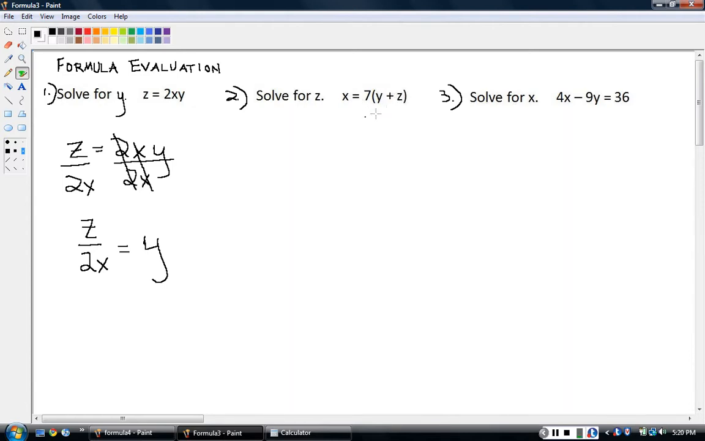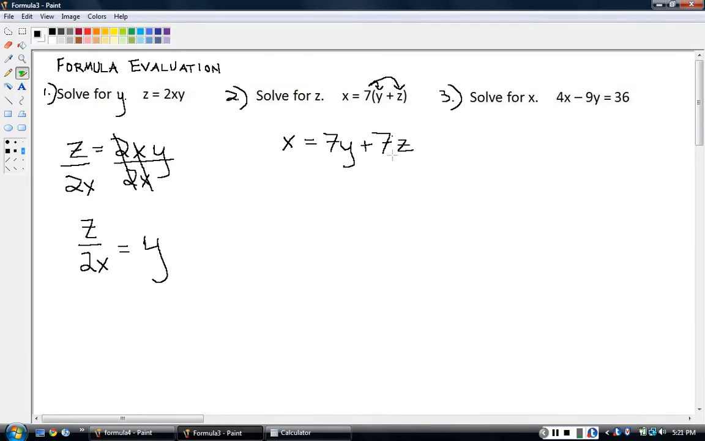Alright, so I have a couple options here. But what I'm going to do first is get rid of parentheses. Typically that's what we do first. Okay, in other words, I'm going to distribute the 7. I want to distribute that through, so I don't have parentheses anymore. So x equals, nothing with the x yet, 7 times y plus 7 times z. Okay?